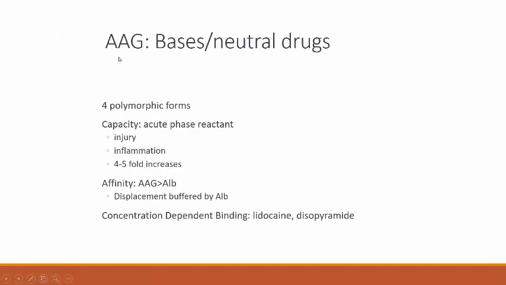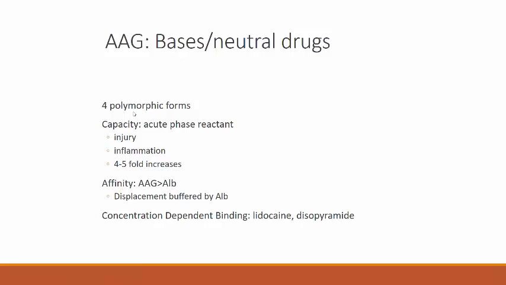All right, so we talked about albumin, which is the most common large capacity drug-binding protein. There can be love triangles or competition for those sites. Then we also have AAG, which is alpha-1 acid glycoprotein, but I haven't written that down here. I need to write that down so you have it. It binds both bases and neutral drugs. There are 4 polymorphic forms. I don't think you need to worry about that.